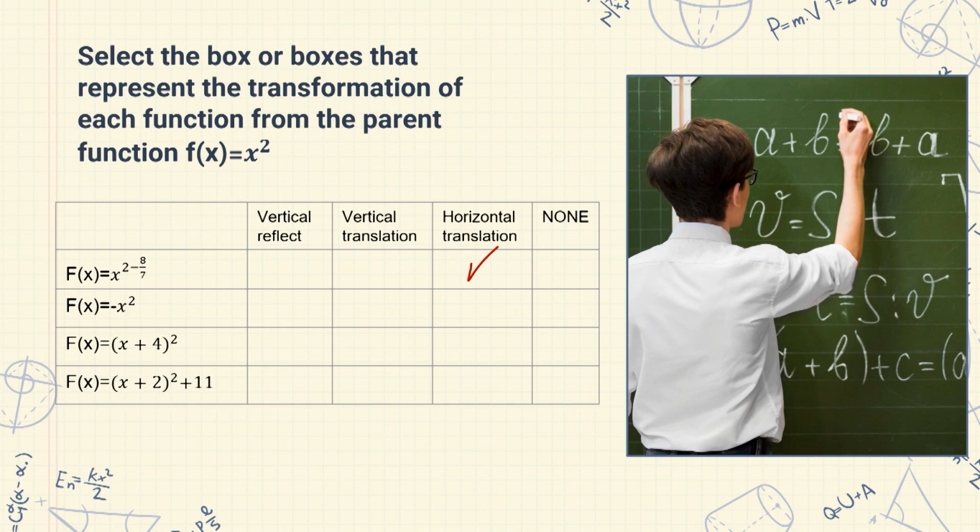Now, what if I take my x squared and I put a negative in front of it? I am reflecting. So what happens when I add inside of my parentheses? I am doing a horizontal translation. Now look at this one. I'm adding inside my parentheses, and I'm also adding outside my parentheses. So inside the parentheses, I have horizontal, and outside, I have vertical. Good job.